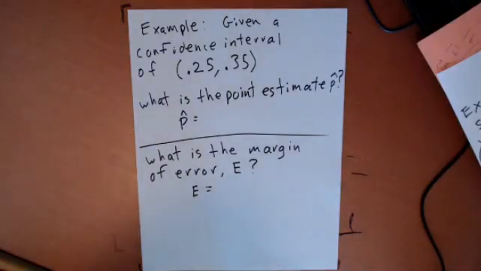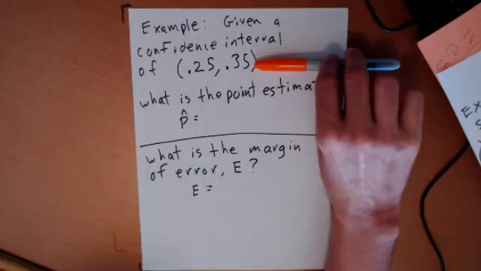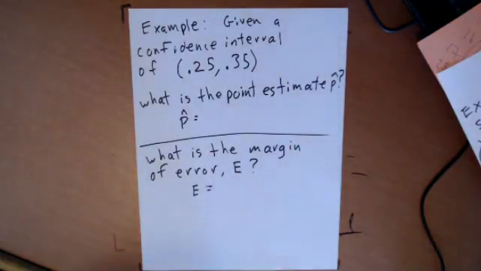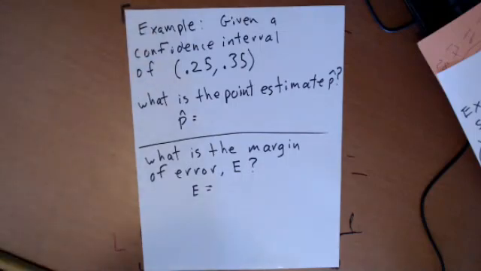Okay, a little example. Given a confidence interval of 0.25 to 0.35, what is the point estimate, p hat? So they have the confidence interval. You could say 25% to 35%, or you could say 0.25 to 0.35. Mostly, since we're statisticians now, we're going to just leave it as decimals. We would convert it to percent if we're talking to normal folk, but we are statisticians.